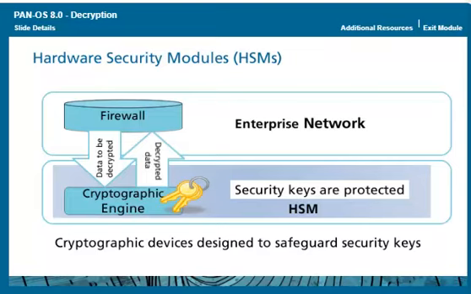Palo Alto Networks firewalls can be used with the SafeNet Luna SA 5.2.1 or later and Thales nShield Connect 11.62 or later HSMs. HSM use is supported on the PA3000 series, PA5000 series, PA7000 series, and VM series firewalls. It also is supported on the Panorama M100 and M500 appliances and on the Panorama VM.